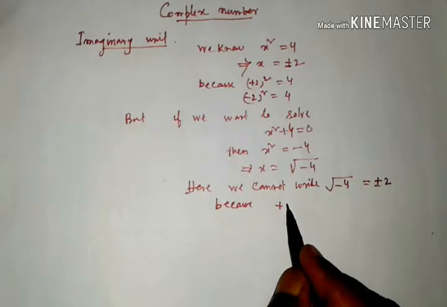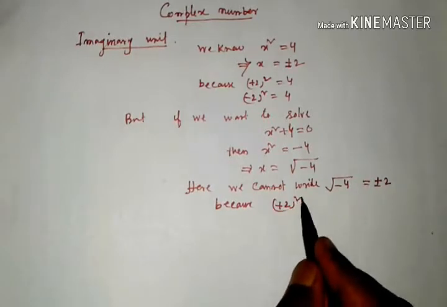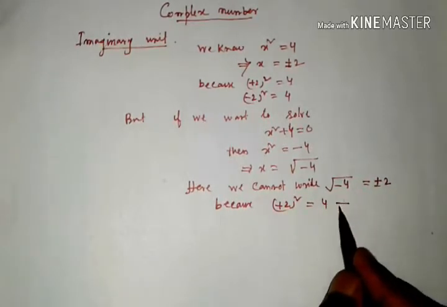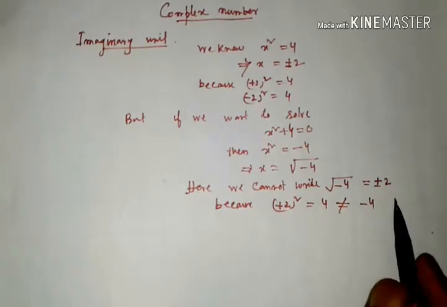plus 2 square is equal to 4, not equal to minus 4.